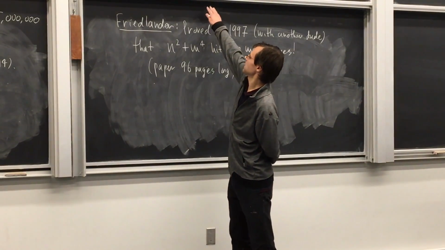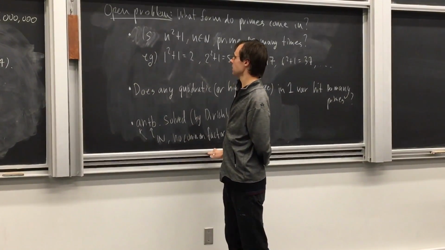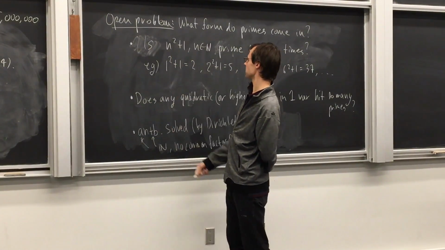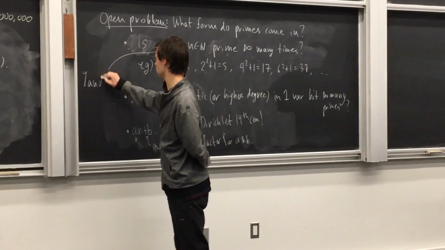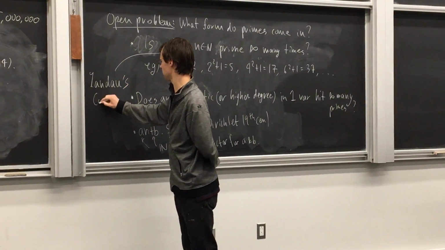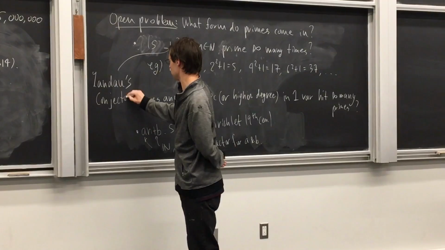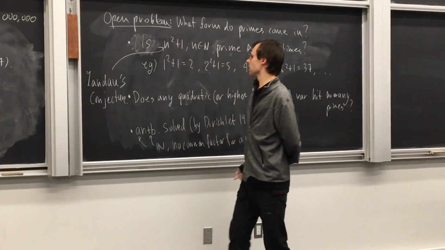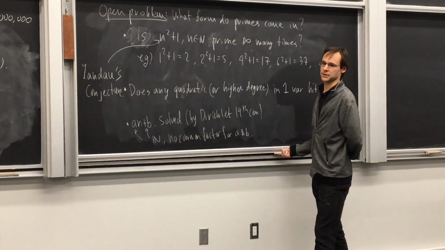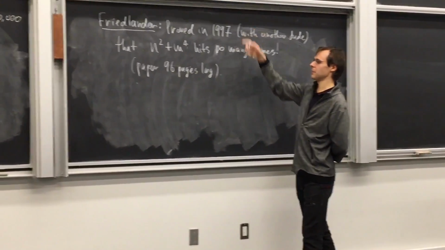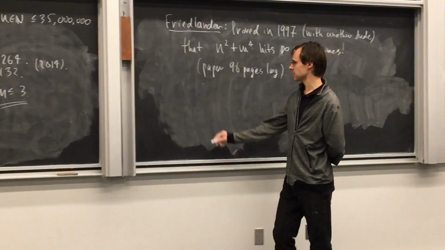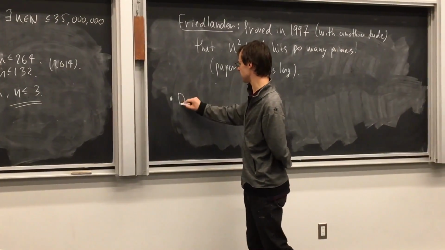This conjecture, by the way, the special case of n squared plus 1, that's called Landau's conjecture. Of course, we can then look at other functions and see if they get infinitely many primes. Functions which aren't polynomial, but are exponential. So here's another open question.